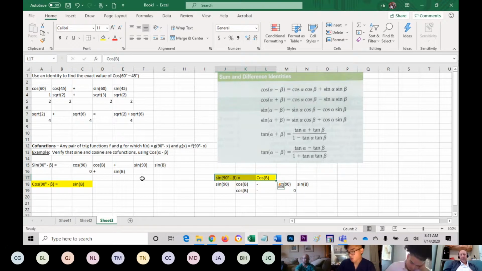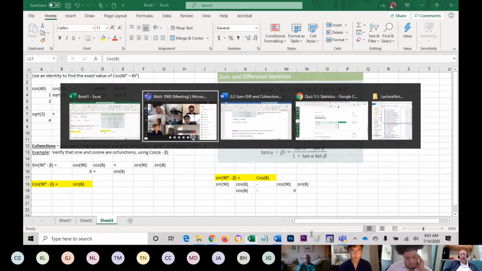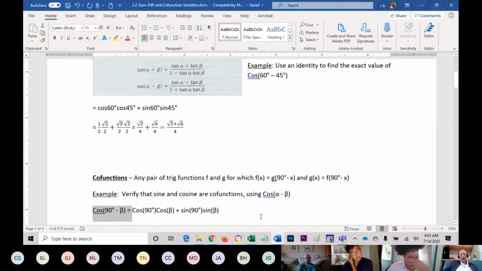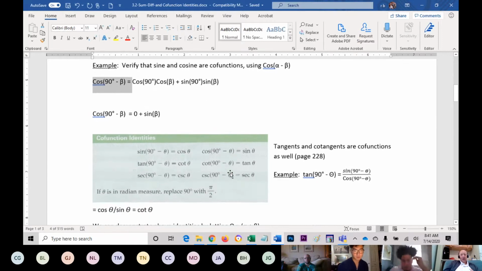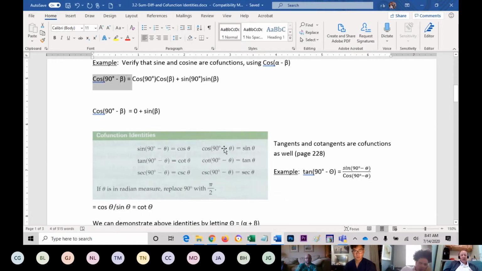Okay. So that's called the cofunction. So the cosine of 90 minus beta is the sine. The sine of 90 minus beta is the cosine. Okay, so we've just proved these first two right here. So these are some more identities that you're going to want to memorize. Okay. Now, tangent and cotangent are cofunctions as well.